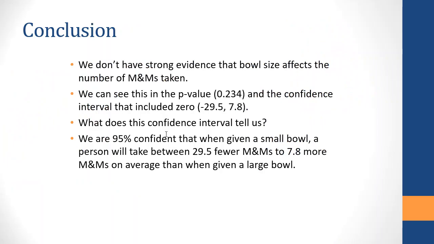So we're 95% confident that when given a small bowl of M&Ms, a person will take between 29.5 fewer M&Ms to 7.8 more M&Ms on average than when given a large bowl. So that's the fact that the confidence interval is negative 29.5 up to 7.8. It could be that people take fewer M&Ms with a small bowl. It could be that they take more M&Ms with the small bowl. It could be some number in between. It could be 0. It could be the same, right? We just don't have strong enough evidence to know, in a very tight range, whether people take more or fewer M&Ms with the small bowl or the large bowl.